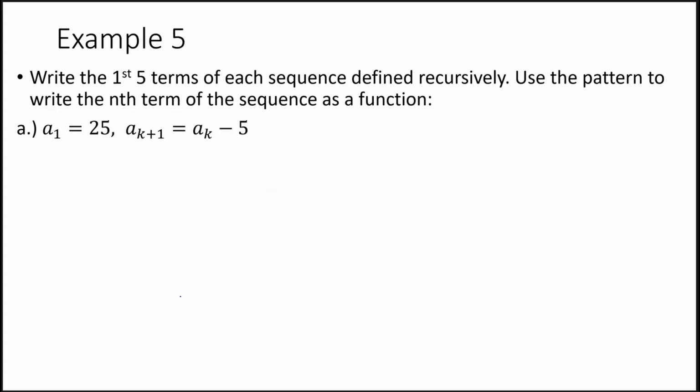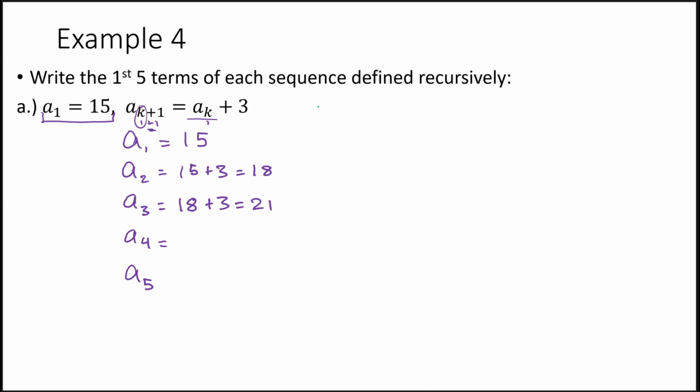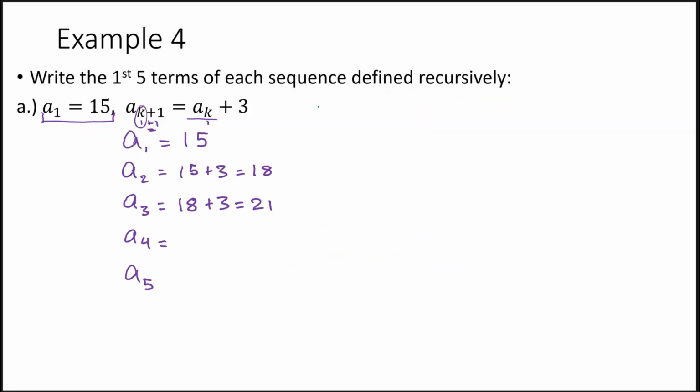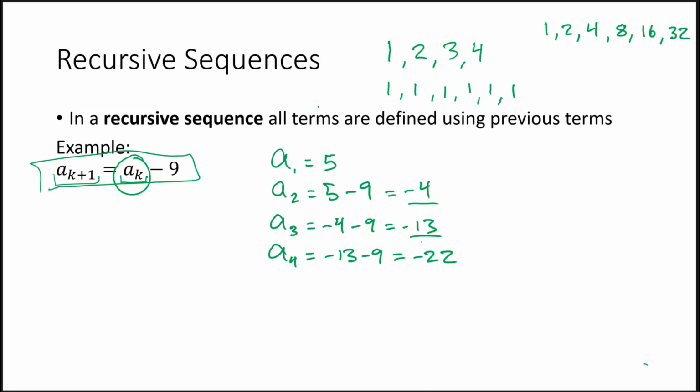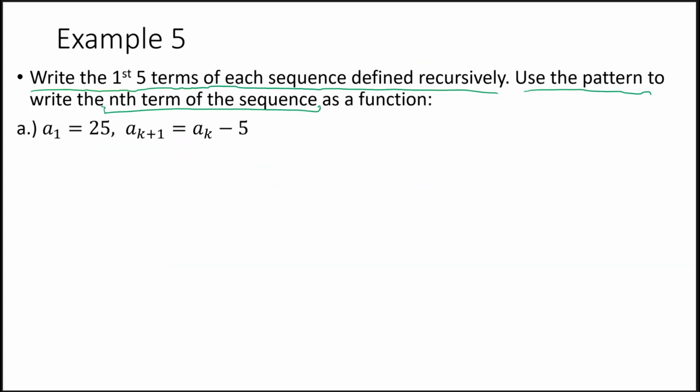Alright, so for this one, we're going to do exactly what we just did. I'm going to write out our first 5 terms, and then we're going to use a pattern to write the nth term of the sequence. So we're going to combine what we did on these 2 problems, example 4 and example 3 here, and combine it with one of these type problems. So we're going to do this first, and then do what we have here, finding that general form.